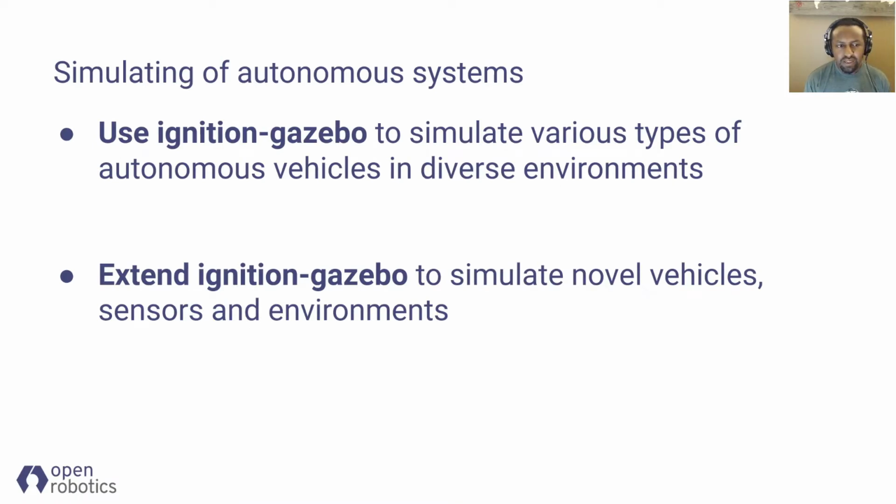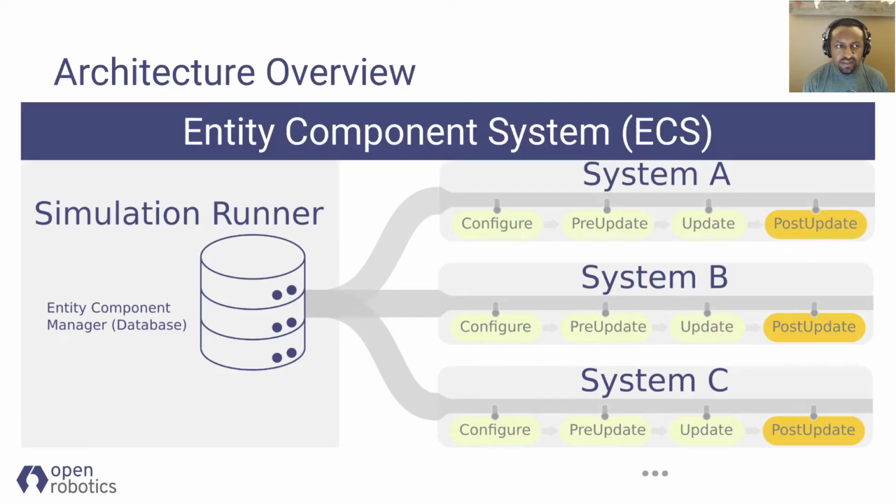So, going back to simulating autonomous systems, Ignition Gazebo provides robot sensors, environments, a way to control the robots, and a way to visualize data. And today, I want to make two points: that you can use Ignition Gazebo to simulate various types of autonomous vehicles and sensors in diverse environments. And if those environments, vehicles and sensors do not meet your needs, you can extend Ignition Gazebo to simulate novel vehicles and sensors. So before we dive in, I want to give you a quick overview of the architecture.